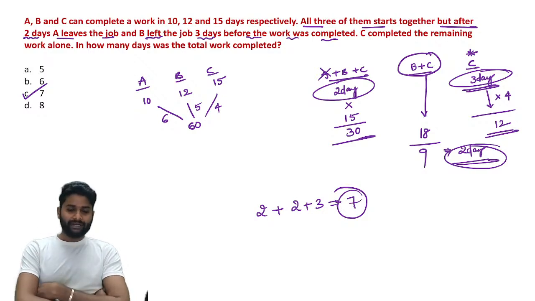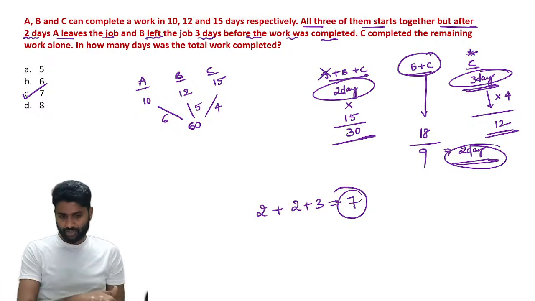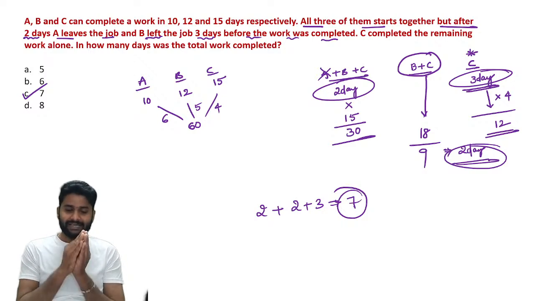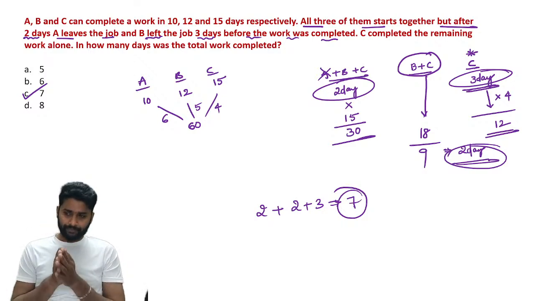And we have one more piece of data that says B left the work 3 days before completion of work. Means in 3 days, if the work is completed, he left the job. It means in the last 3 days, C completed that work. According to C's efficiency, in 3 days, C will complete 12 units. It means the remaining 18 units were already completed by B and C.